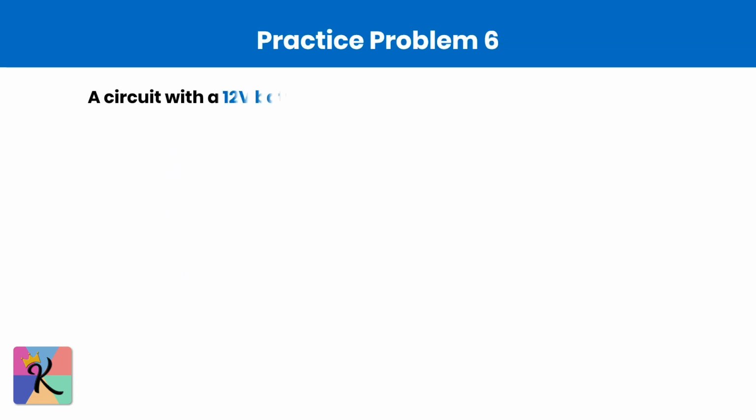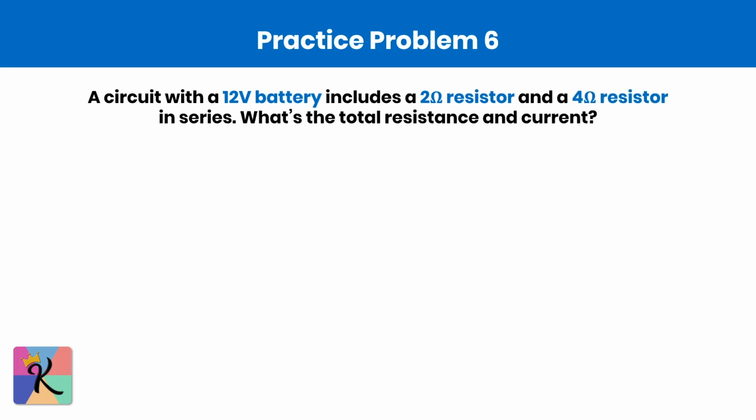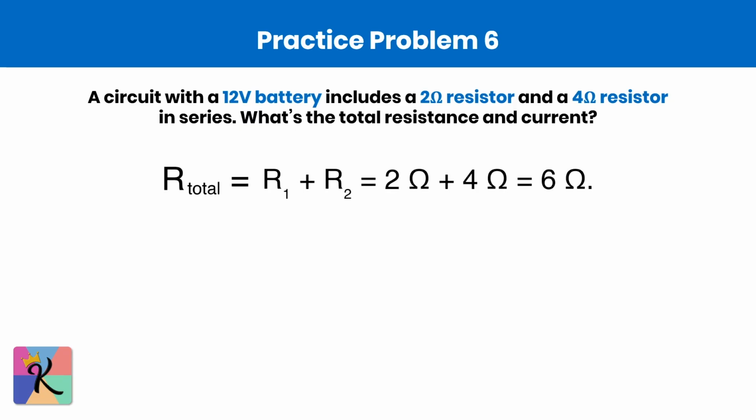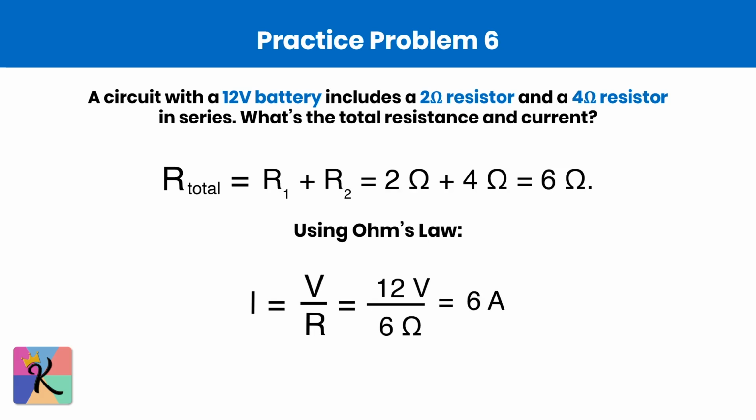Practice problem 6. A circuit with a 12-volt battery includes a 2 ohm resistor and a 4 ohm resistor in series. What's the total resistance and current? Add the resistances in series. Total resistance equals 2 ohms plus 4 ohms, which equals 6 ohms. Using Ohm's law, current equals voltage divided by resistance. Substituting the values, 12 volts divided by 6 ohms equals 2 amperes. The current is 2 amperes.